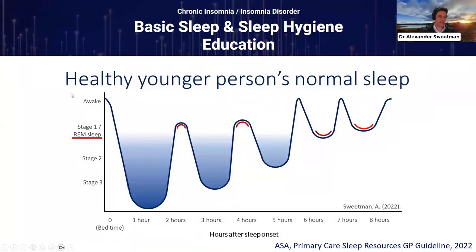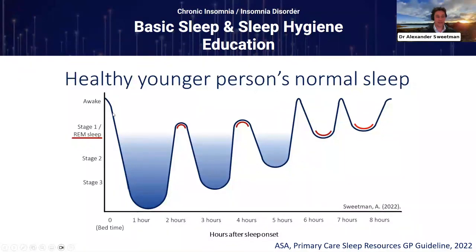So this is showing a healthy younger person's normal sleep pattern throughout the night. So breaking sleep into different stages: wakefulness, and then lightest stage 1 sleep, rapid eye movement sleep, which has similar EEG or brainwave activity, moderate stage 2 sleep, and finally the deepest stage of sleep, stage 3 sleep. And then we're looking at a person's change in these sleep stages for each hour of sleep throughout the night.